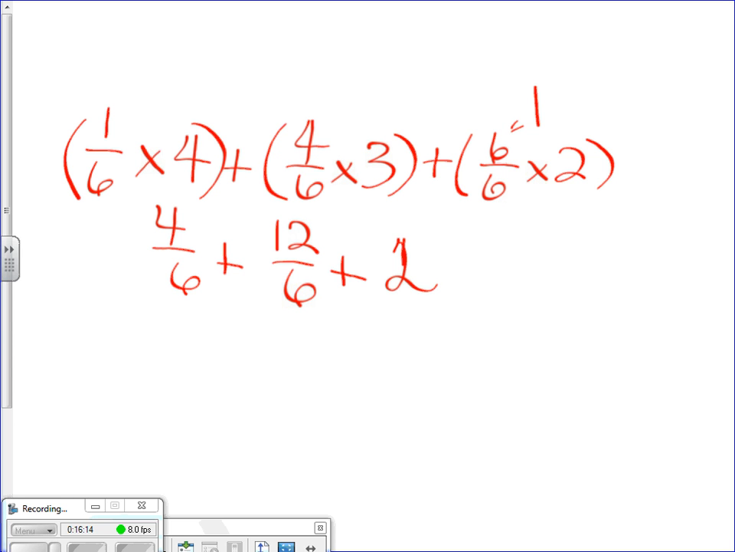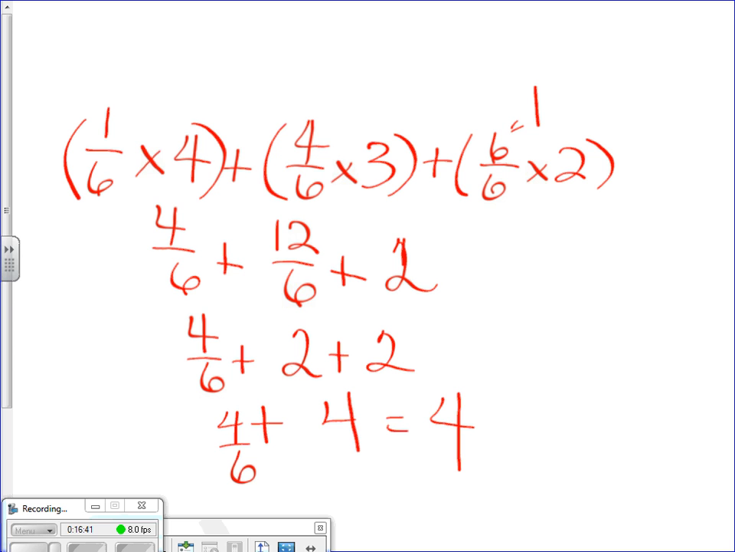So 4/6, 12/6 is equal to 2. 2 plus 2 is 4, plus 4/6. Equal to 4 and 4/6, which can be simplified to 4 and 2/3. And you cannot do any of that in your head.